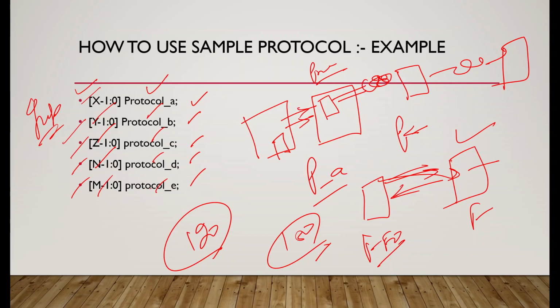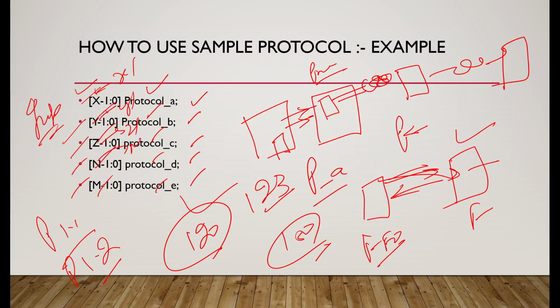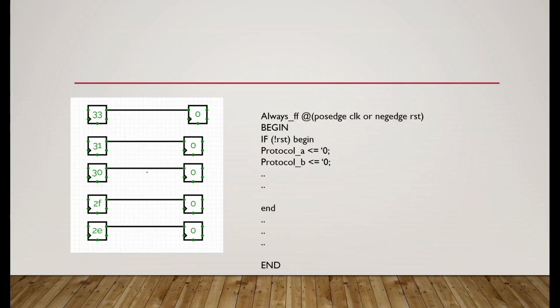Now let us assume that in protocol version 1.1 there were 120 signals. In protocol version 1.2, it becomes 123 signals, and now the width of the signals changed. X becomes X bar, Y becomes Y bar, Z becomes Z bar, N becomes N bar, and M becomes M bar, right? So these things changed. Let us assume that this is the 33rd signal, the 31st signal, the 30th signal, and so on.